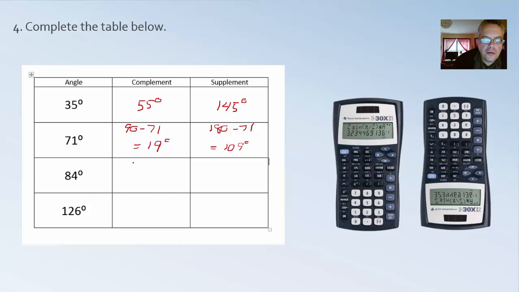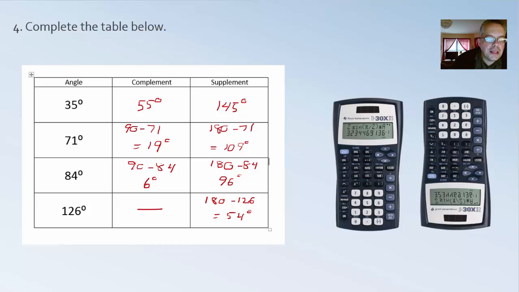All right, for 84, the complement would be 90 minus 84, which would be 6 degrees. And for the supplement, 180 minus 84 is 96. Okay, 126. It's already greater than 90, so it doesn't have a complement, but it has a supplement. 180 minus 126 is 54, and that'll be 54 degrees. Okay, so those are complements and supplements.